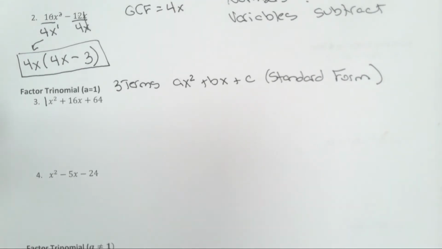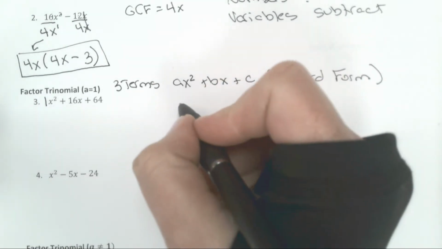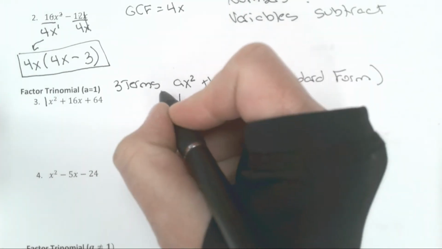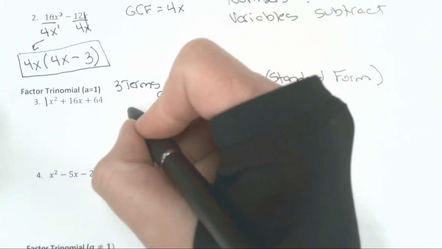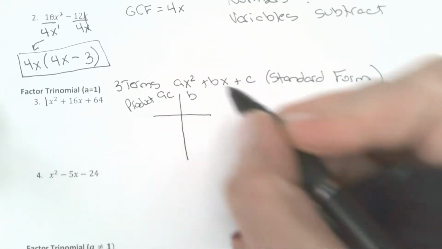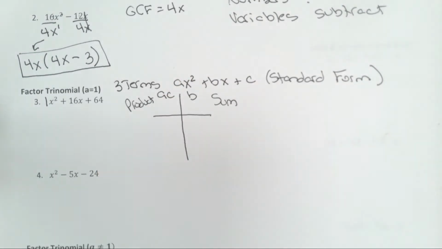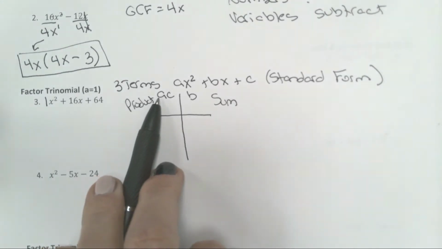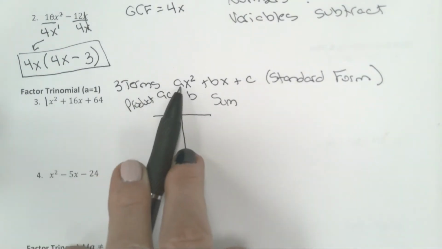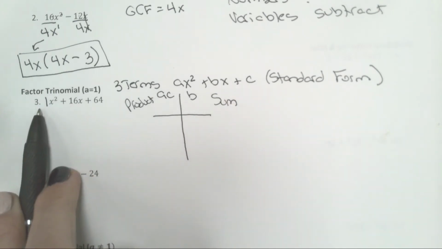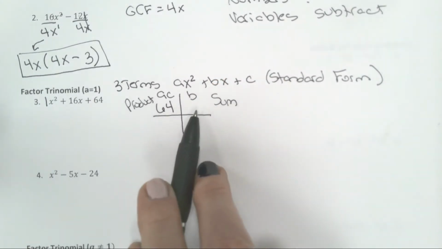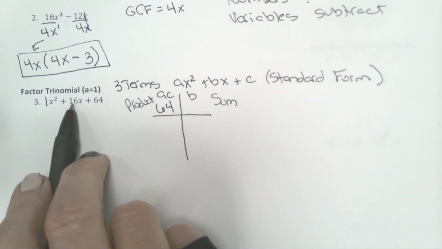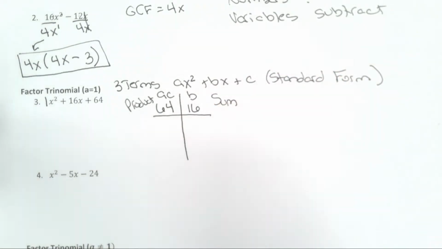So we did some of these at the beginning of the year. So when I have to factor a trinomial, I make an AC b chart. Sometimes I've heard it called a product sum chart. So to get this AC, you have to take your A term times your C term. So in this case, we're taking 1 times 64, which is 64. And your B term, you just write down x's coefficient, which is 16.